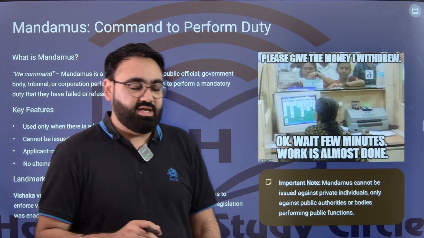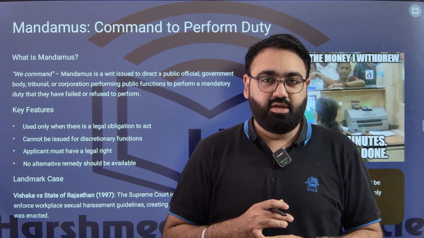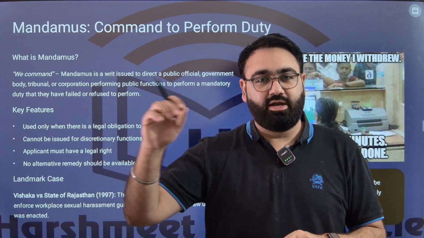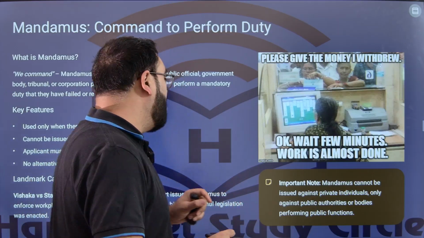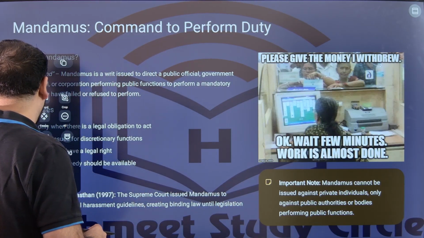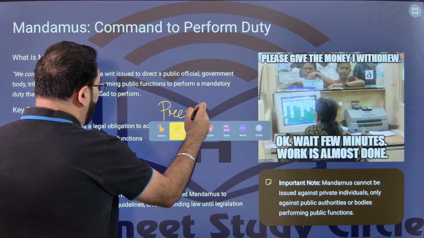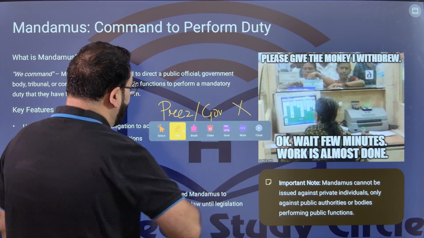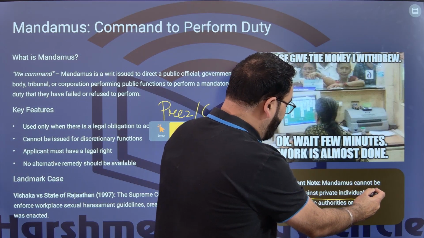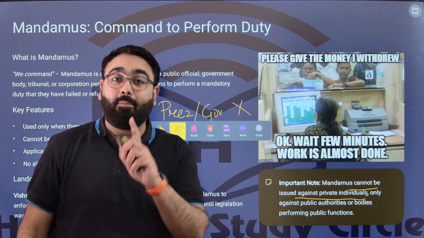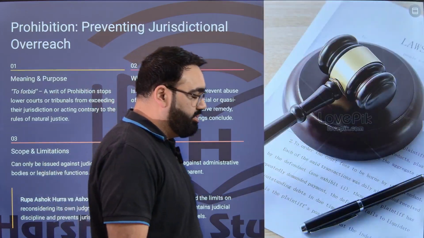Now, a few things to understand. Number one, mandamus cannot be issued against private individuals or private authorities. It is only when you are working for the state that it can be issued. Secondly, even amongst the government, mandamus cannot be issued against the president or the governor. This is an important distinction that you must remember. President or the governor are not subjected to mandamus. Do remember this. It can only be issued against the public authorities, and amongst them, president and governor do not count.